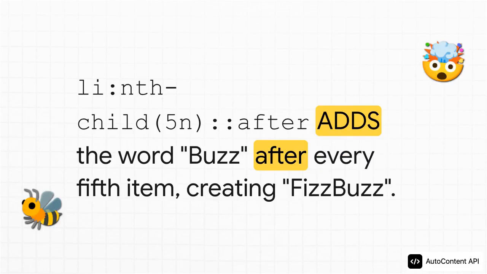And here it is. This is the masterstroke. This final rule targets every 5th item. But did you notice? It uses dash after, not dash before. So for the number 5, it adds buzz after the item. For 10, it adds buzz. But what about 15? Well, rule number 3 has already put fizz before it. And now this rule comes along and adds buzz after it. And what do you get? FizzBuzz. It's just absolutely genius.